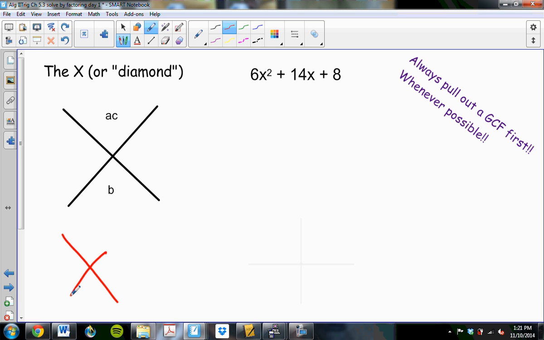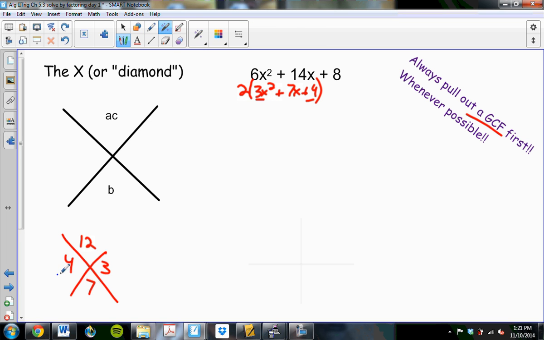On top, you put a times c. You should always factor first, always pull out a GCF first. You know, that's just a no-brainer. On top, I put a times c, which is 12. On bottom, I'll just put b, which is 7. I want to find two numbers that multiply to 12 and add to 7. That's 4 and 3. So I put a 4 here and a 3 here. These are the magic numbers. The whole point of that was just to pull out those two numbers right there. That blue's going to fade away in a second.